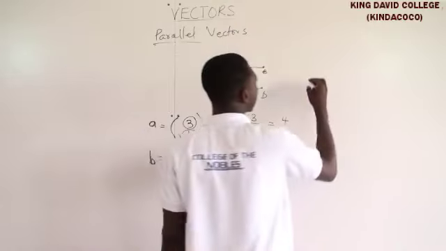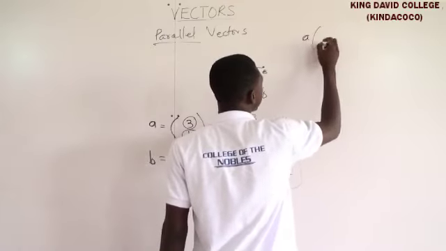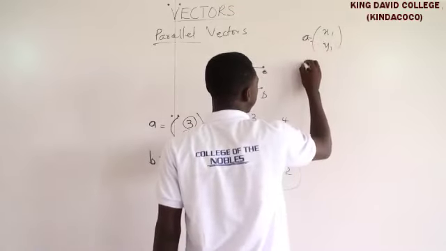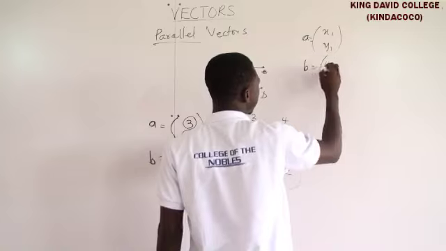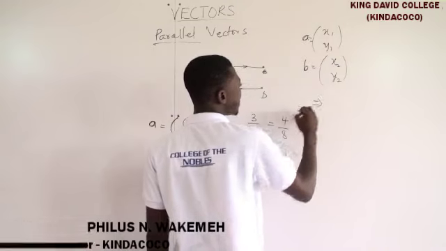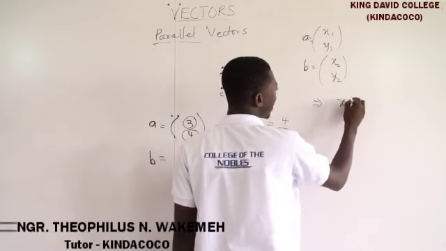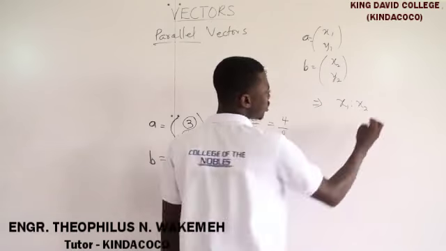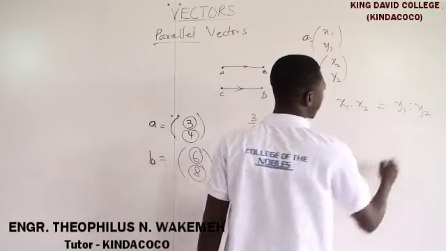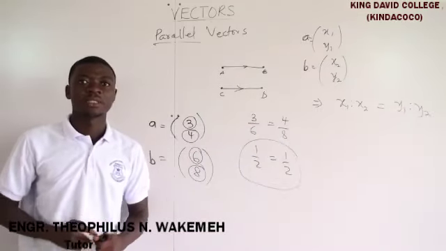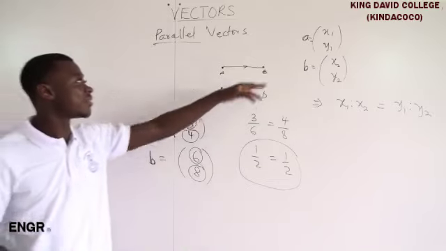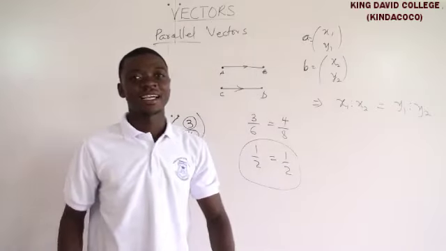So, generally, if you have a vector A represented by x1, y1, and vector B represented by x2, y2, then we generally say that the ratio of x1 to x2 should be the same as the ratio of y1 to y2. If that is fulfilled, then, since ratio is the same as division, we can say vector A and vector B are in parallel.